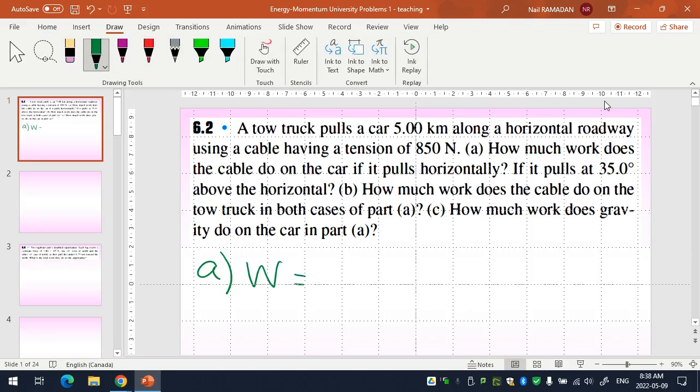W equals. Remember, there are two equations for work. One is the first one I taught you, and the second one. Which one are we going to use here? Exactly. So work of tension equals force of tension times displacement. Sorry, times distance, times the cosine of theta.